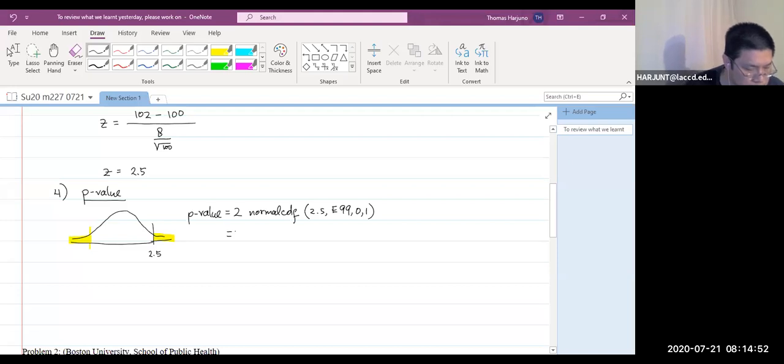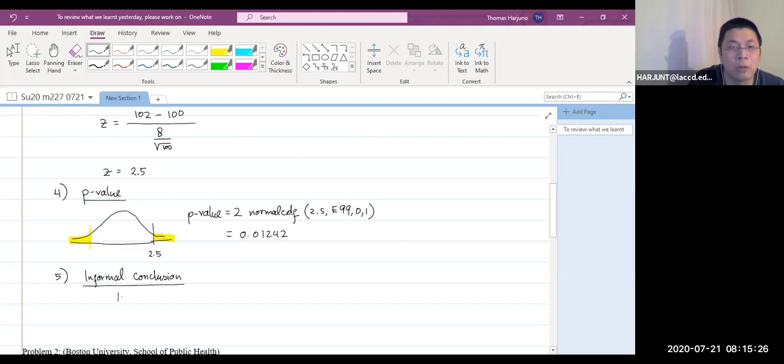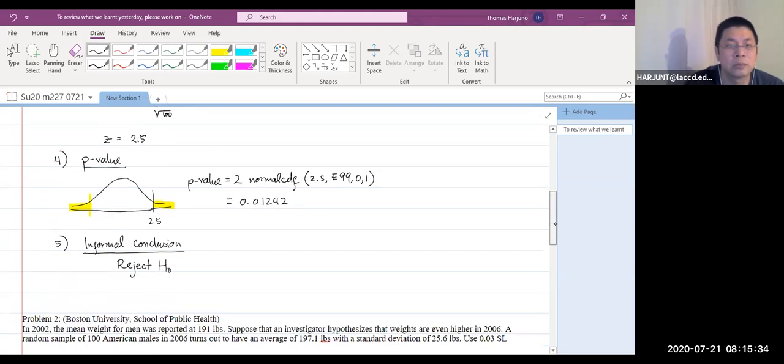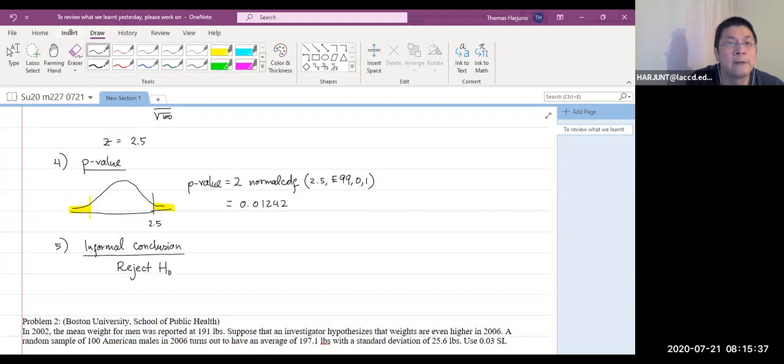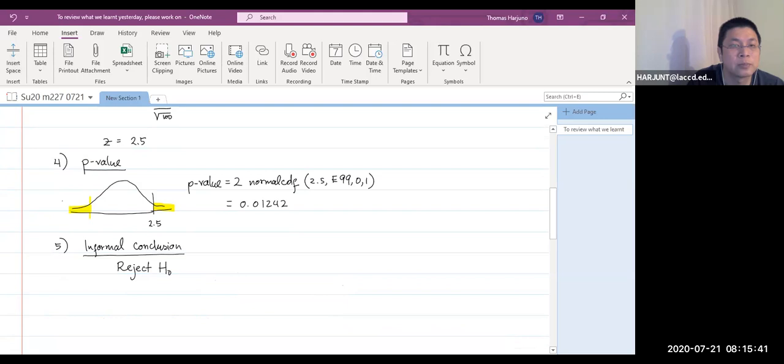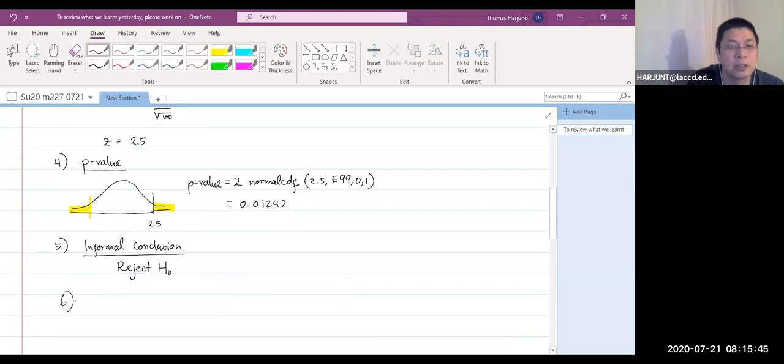So from 2.5 to infinity, I get 0.01242. And because the p-value is less than the alpha, which is 5%, then the informal conclusion is reject the null hypothesis. Let me insert step 6, conclusion.